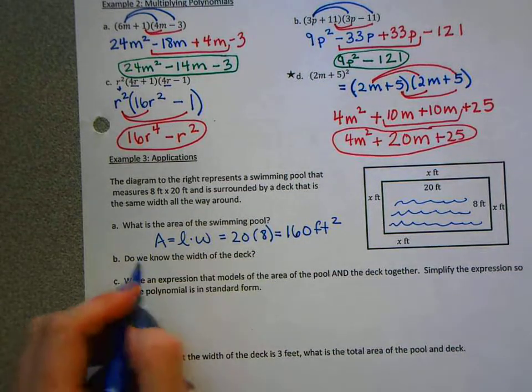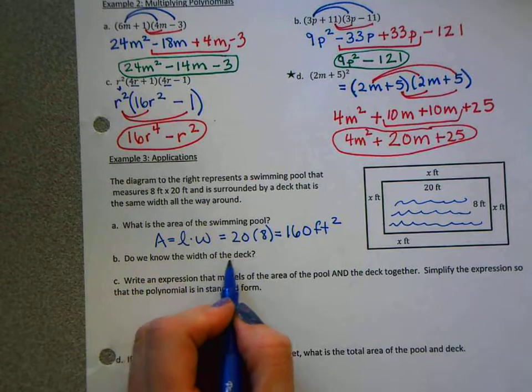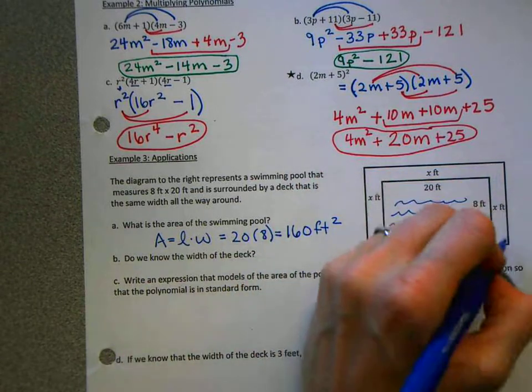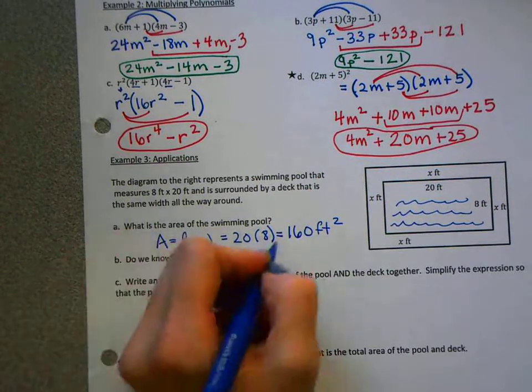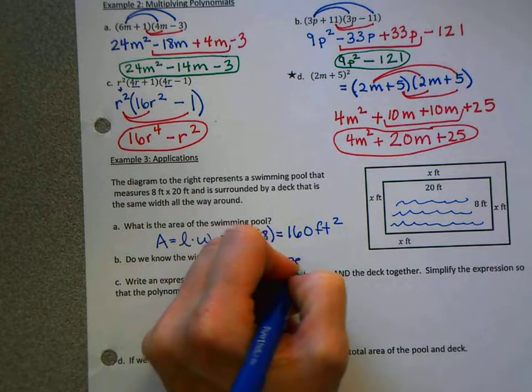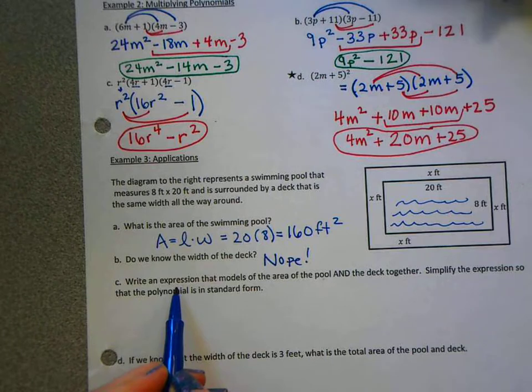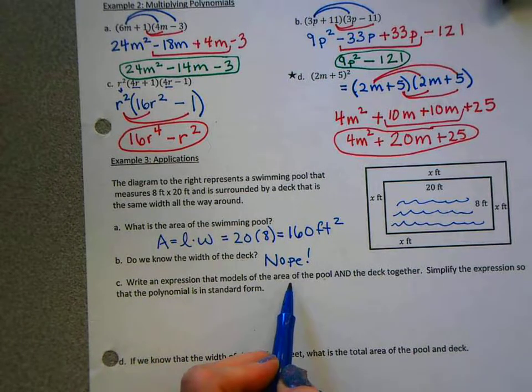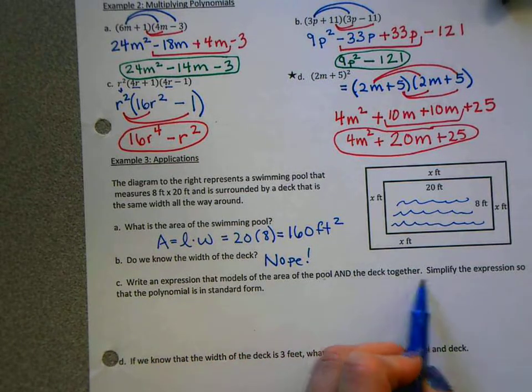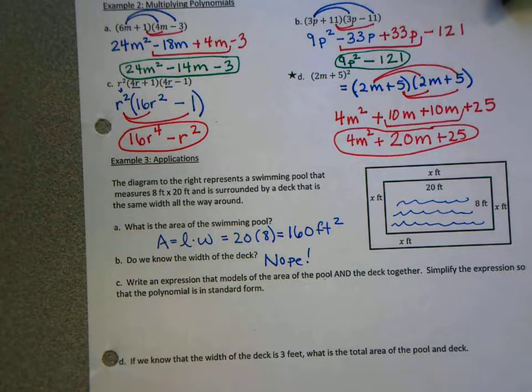Then it says, do we know the width of the deck? The width of the deck, well, that's this thing on the outside. It didn't tell us. It just says X. So we're going to say nope. So now they've asked you to write an expression that models the area of the pool and the deck together. Simplify it so it's in standard form.